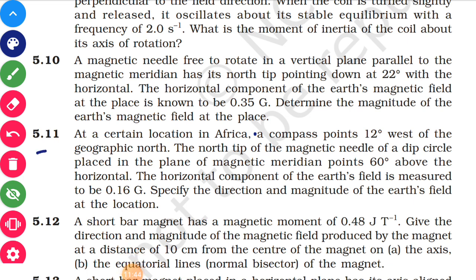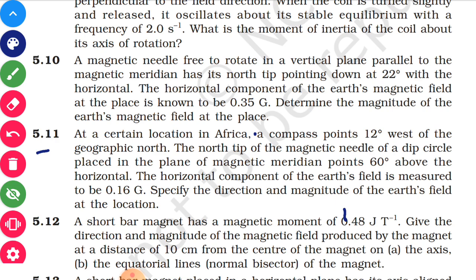Now numerical number 5.11. At a certain location in Africa, a compass points 12 degrees west of the geographic north. The north tip of the magnetic needle of the dip circle placed in the plane of the magnetic meridian points 60 degrees above the horizontal. The horizontal component of the Earth's magnetic field measured is 0.16 Gauss. Specify the direction and magnitude of the Earth's field at that location.